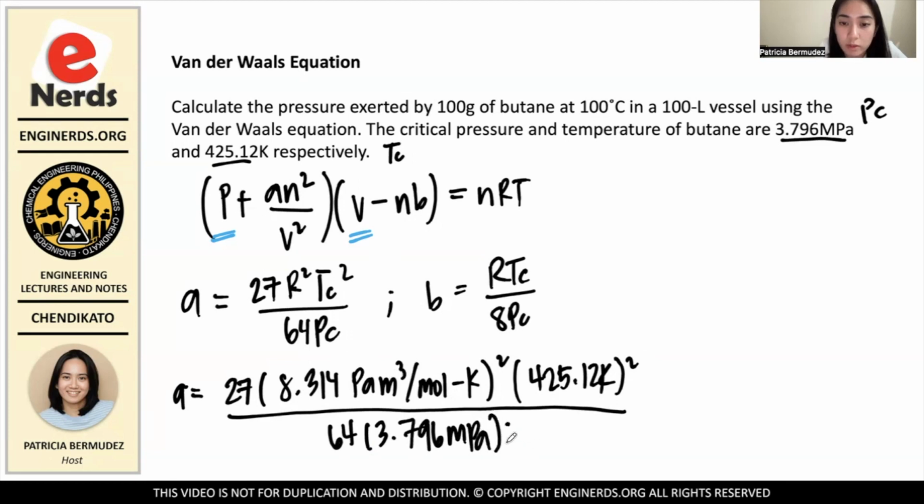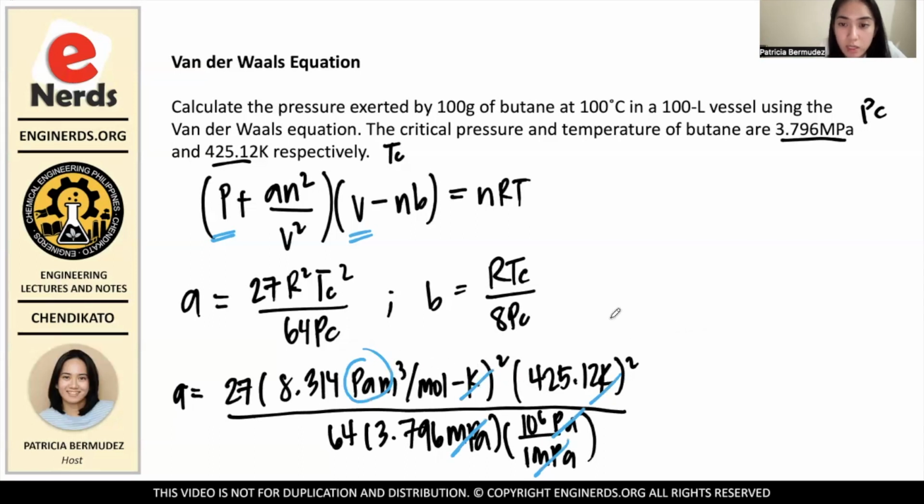But in here, it's only in Pascal. So we have to convert this into Pascal as well so that it cancels. So for 1 megapascal, there is 10 raised to 6 pascals. Okay? And let's see what units remain. The Kelvin will cancel because they are both squared. MPa, of course, will cancel. Here, Pascal squared, but here there is only one Pascal, so one will cancel and one remains.